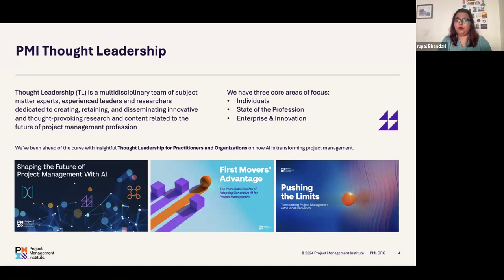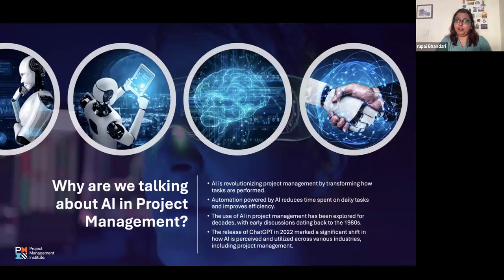First movers advantage is what advantage you get if you use GenAI as a project manager. And pushing the limits is all about going on a granular level and talking about tasks and how you use it and what the everyday of it will look like. So this is the work that today's session is going to be informed from. But you can find all of this online. You just have to literally Google PMI-X AI. You're going to land on PMI's AI hub, and you're going to have all of this information present there.